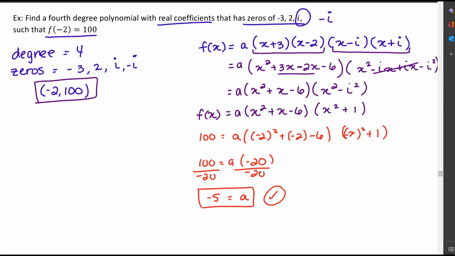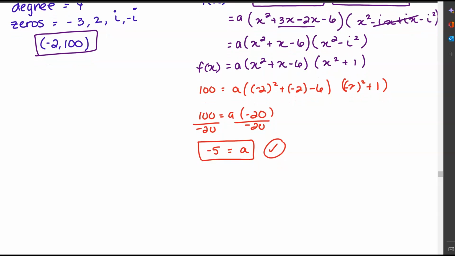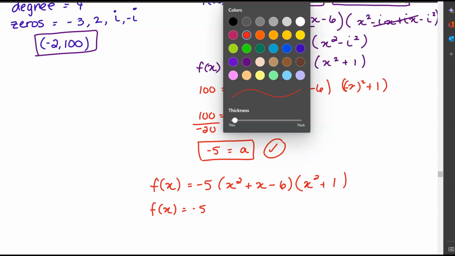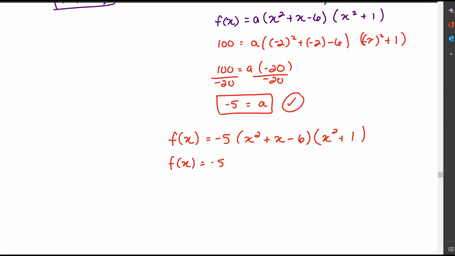All right. So now let's go ahead and figure out what this polynomial is. We have f of x is equal to -5 times x squared plus x minus 6 times x squared plus 1. Let's go ahead and multiply this out. When we multiply this out, sometimes it's easier to see it in a box.